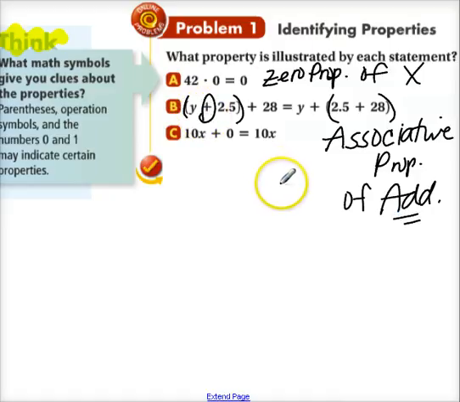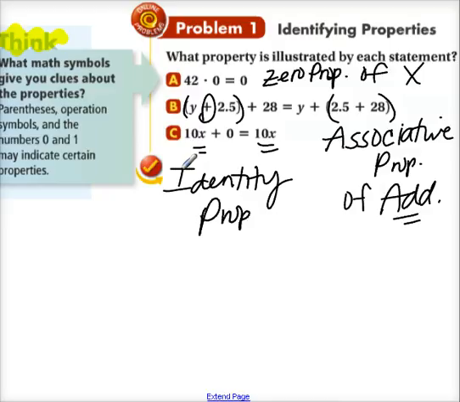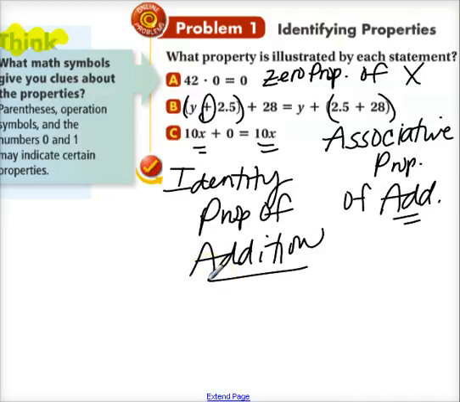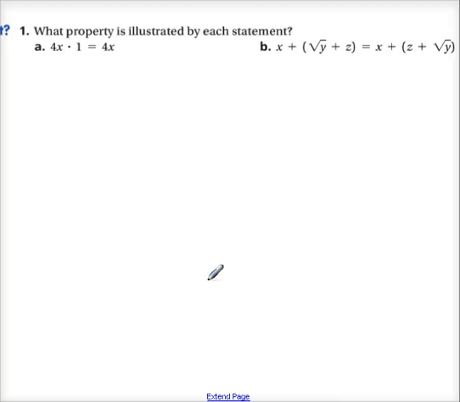Example C, 10x plus 0 is 10x. My identity didn't change, so that must be an identity property of addition. Again, don't forget that of. All right, two more. 4x times 1 is 4x. Another identity. This time it's identity of multiplication.